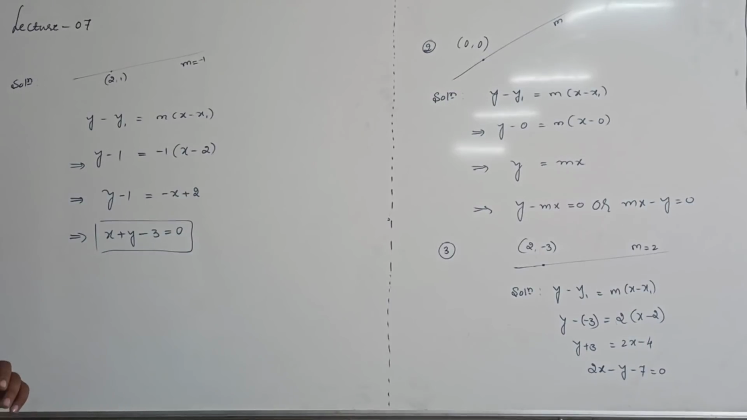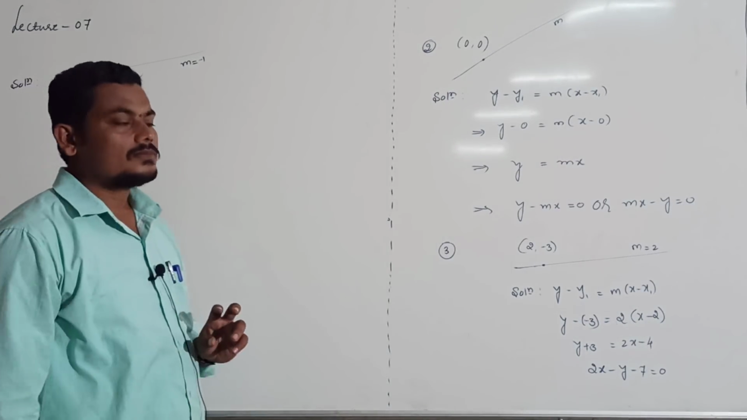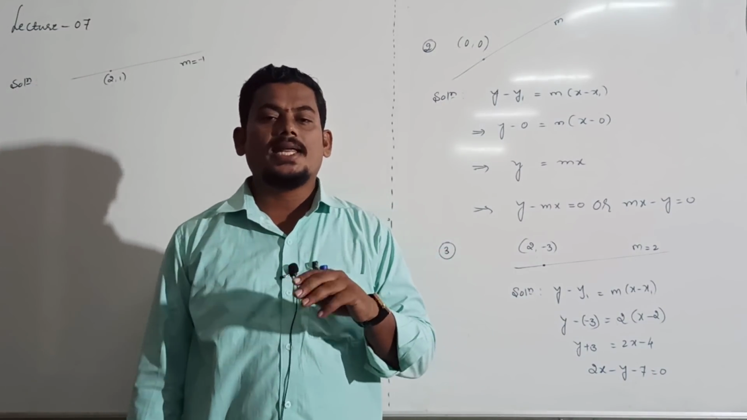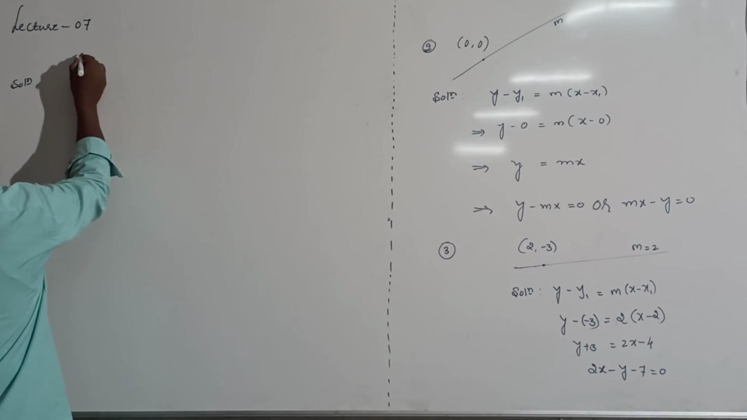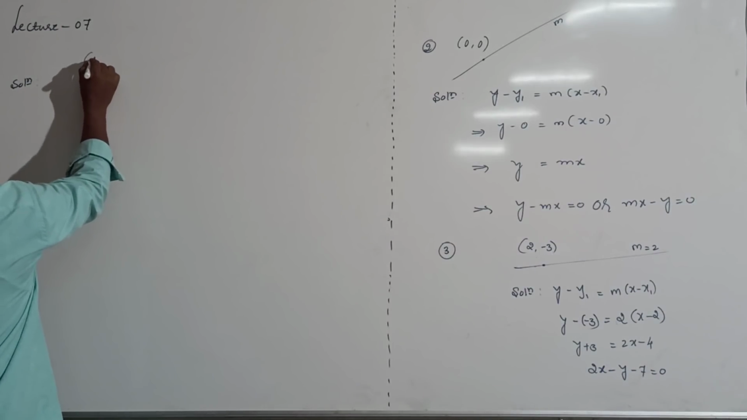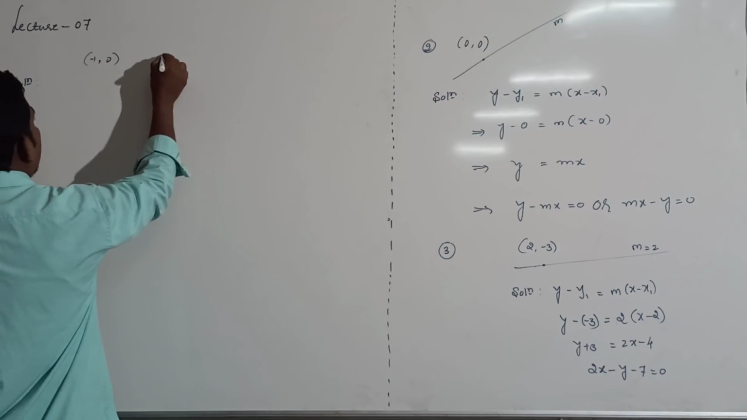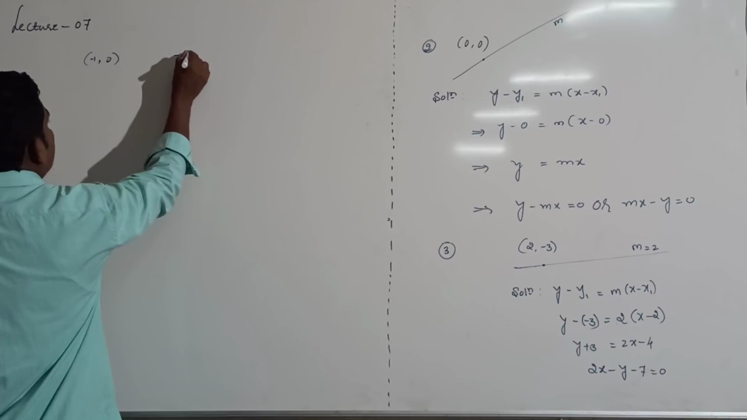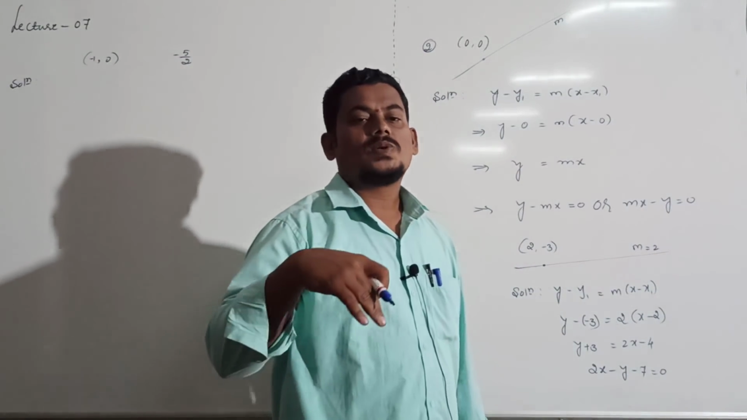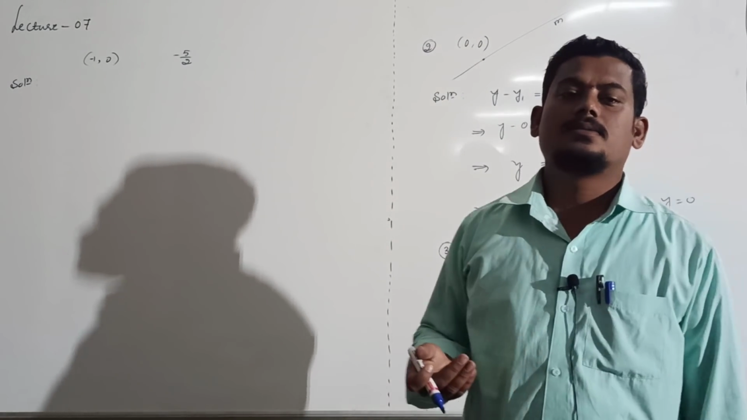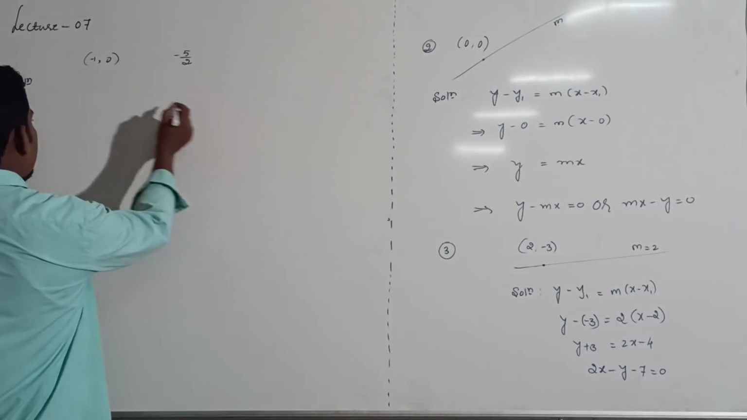Next, one more problem. Find the equation of the line passing through (minus 1, 0) having slope minus 5 by 2, right? In this case also the same data they have given, right? Slope and point, right?